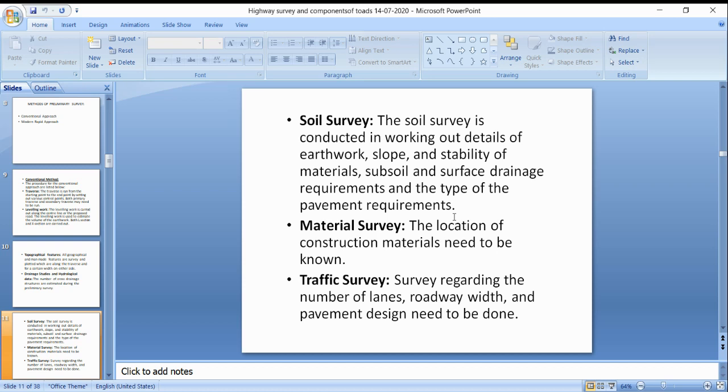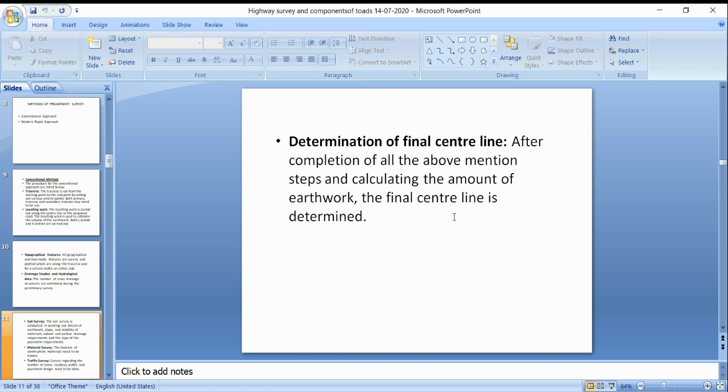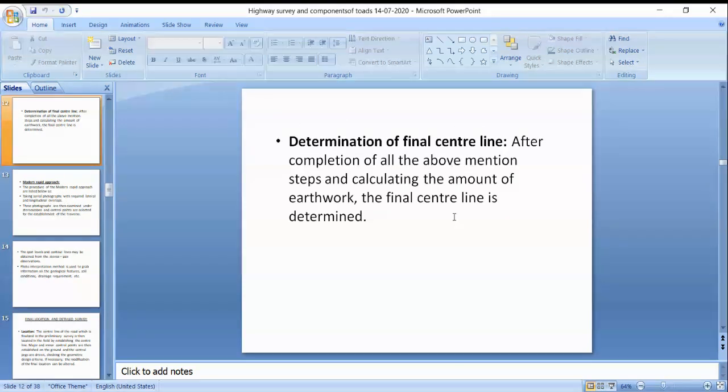Next comes traffic survey. The number of lanes, roadway width and pavement design need to be decided here in the preliminary survey. So by the traffic survey we decide how much width of lane we have to lay. Next comes determination of the final center line. After the completion of the above steps and calculating the amount of earthwork, the final center line is determined in the preliminary survey.